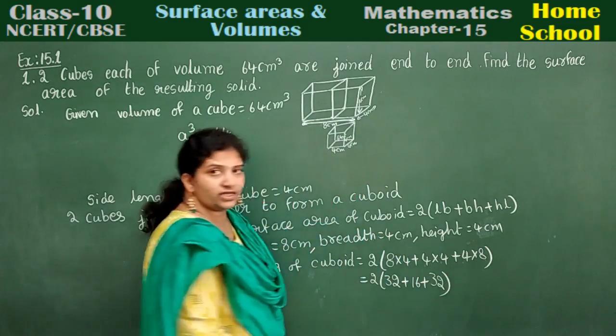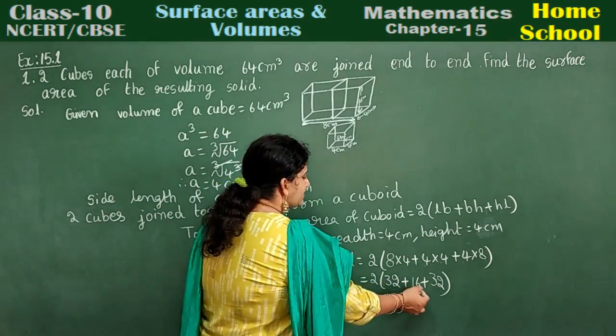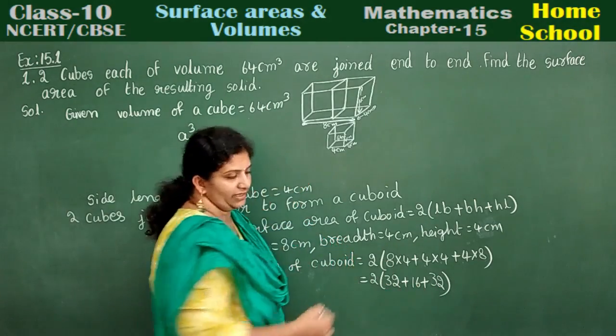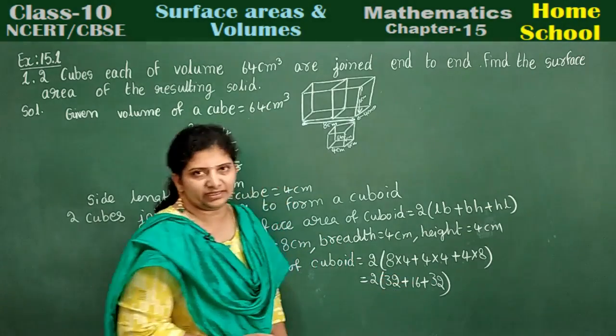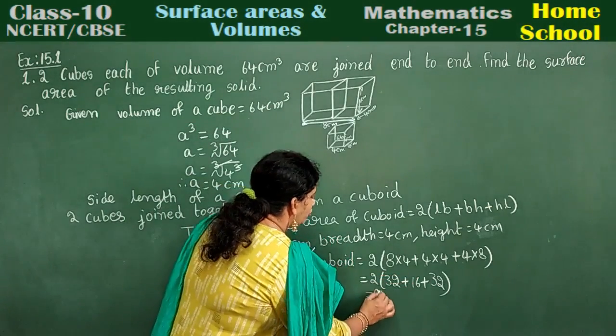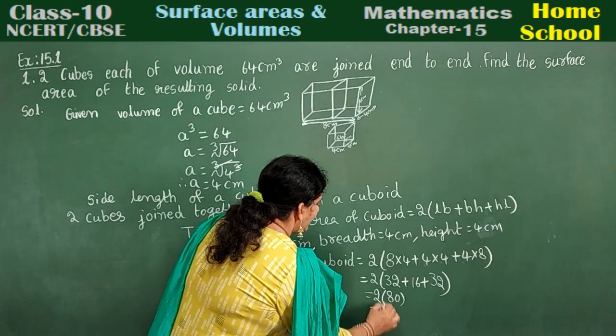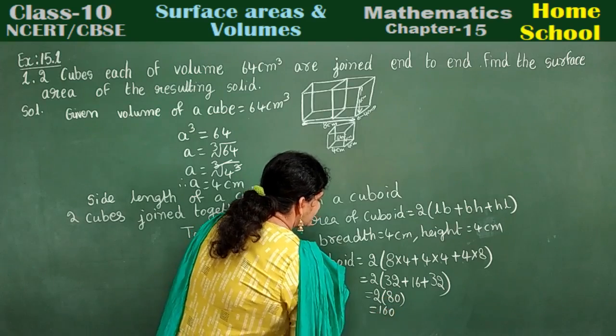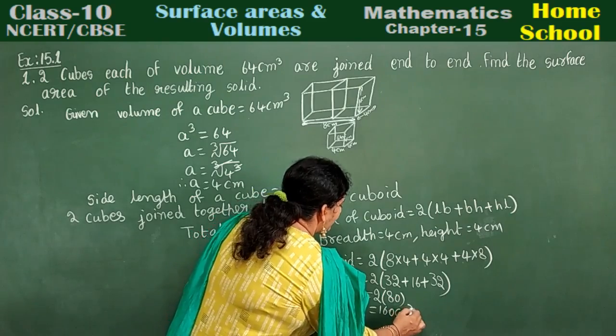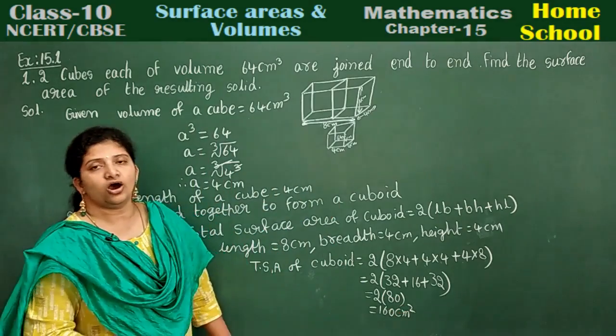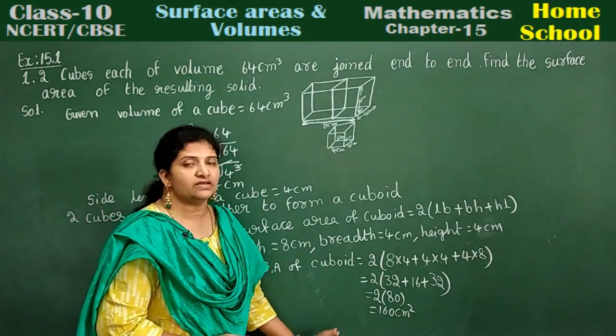Now add all this, what are you going to get? 32 plus 16 is 48, plus 32 is 80. 2 times 80, that will be 160 centimeter square. Always area in square units.